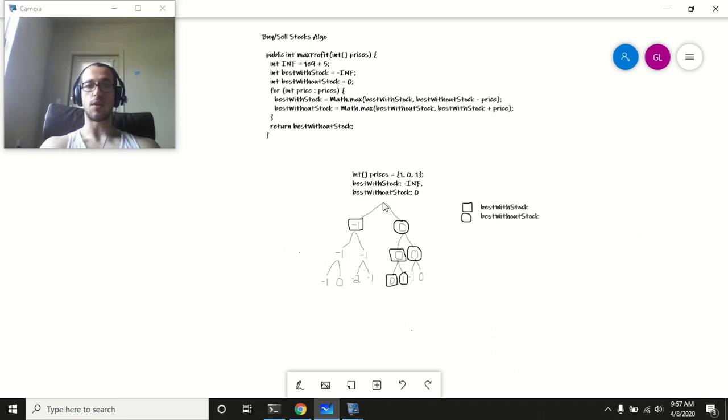Okay, so at time period 1, when the price is 1, if we buy a share of stock, our profit is -1 because we have to pay the price for the stock. If we do not buy, then our profit is 0. And now at this time period, we can set our best with stock and best without stock values. Best with stock is our previous best with stock, or best without stock minus the price. So 0 minus 1 equals -1. So when the price is 1, our best with stock is -1.